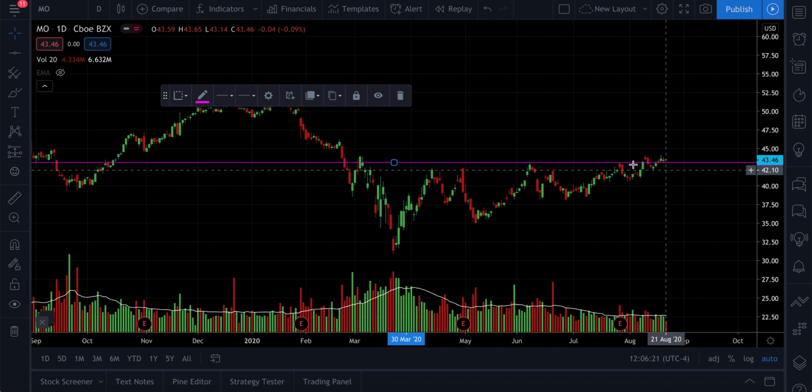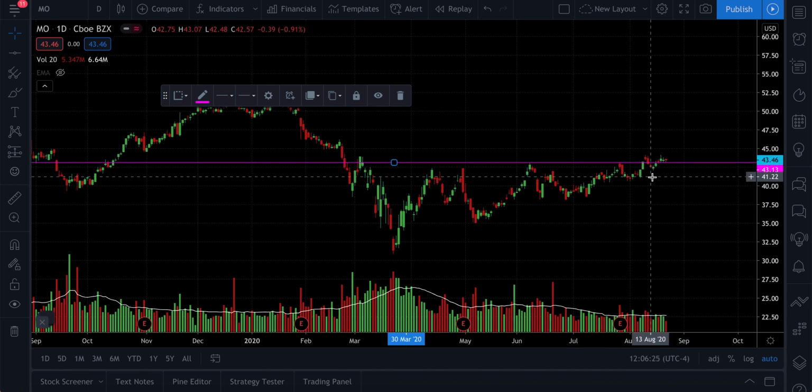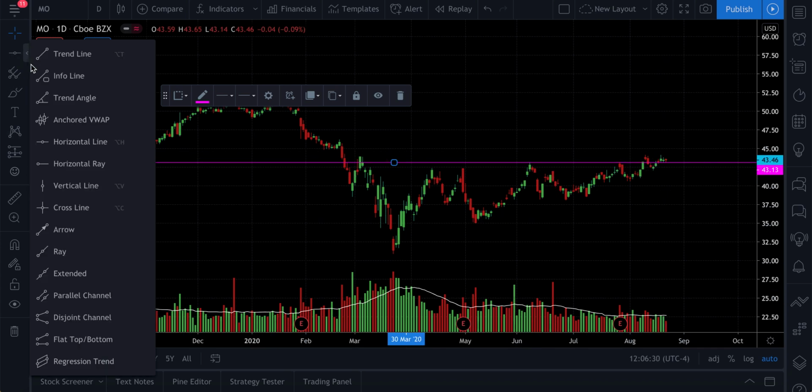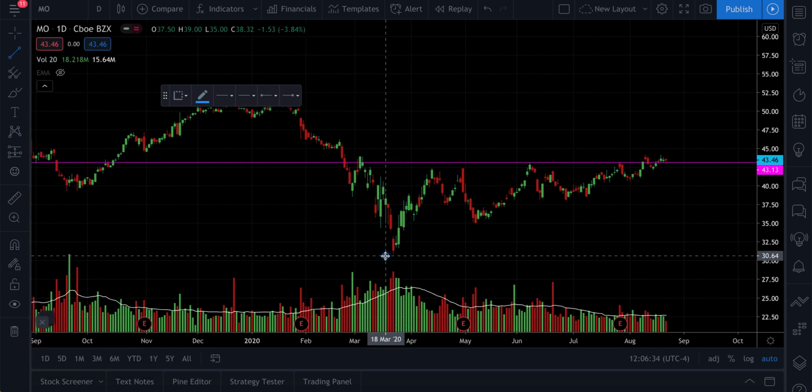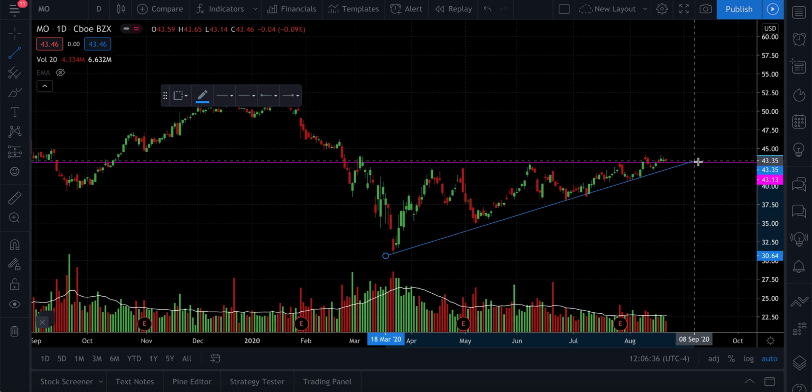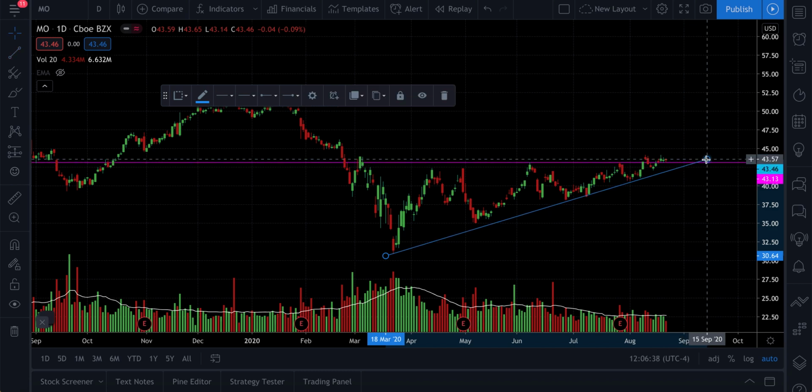And again, a lot of people say, hey, it's coming, it happens all the time. It's probably not. And let's make a trend line right here, right here, right here. See, that's a perfect triangle.